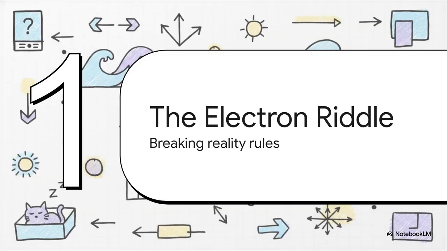So we've established our baseline, right? Particles arrive in lumps and add together. Waves are continuous and interfere. Now for Section 3, the electron riddle. Prepare to see the rules of reality completely broken.